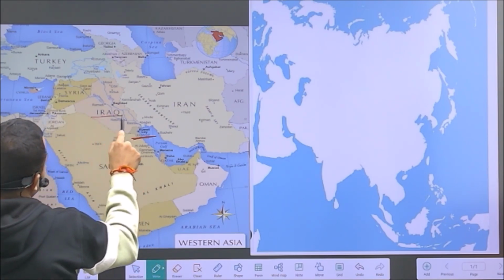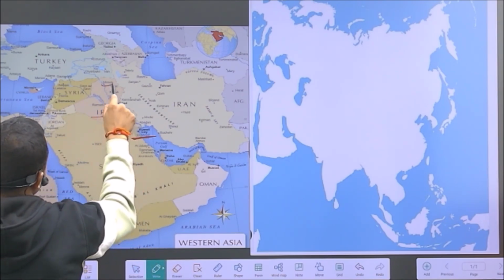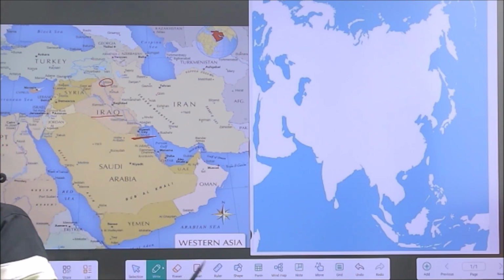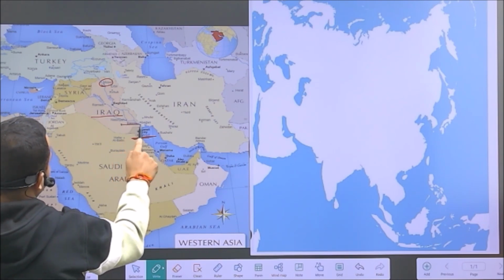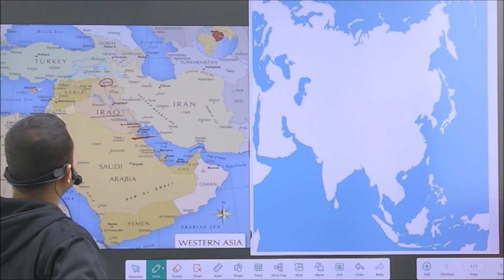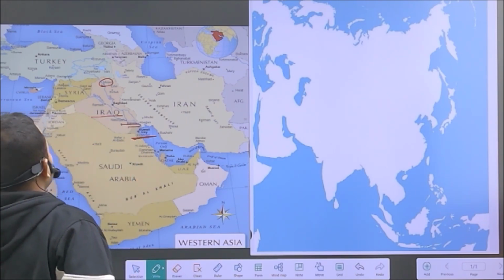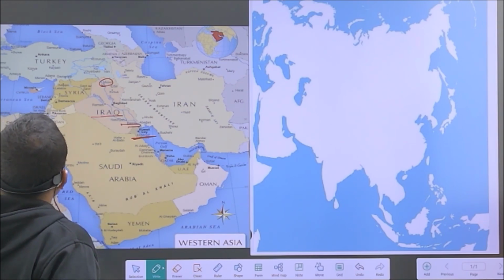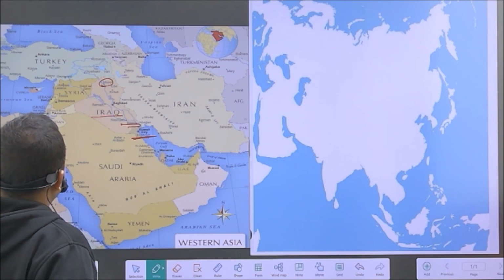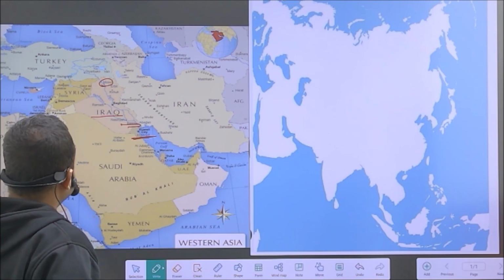In Iraq you can see Mosul. Mosul is situated on the shore of the Tigris River, which is also important for food processing industries. Basra is basically the seaport of Iraq. So I have discussed all about Asia.